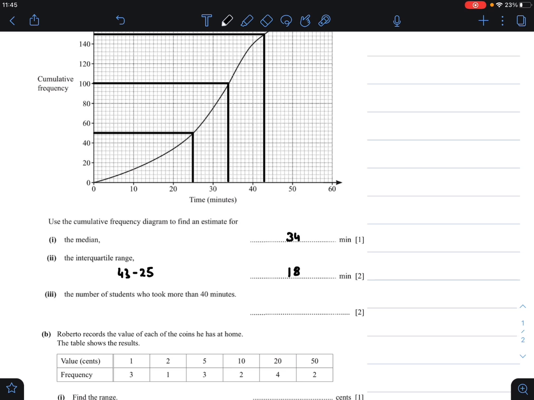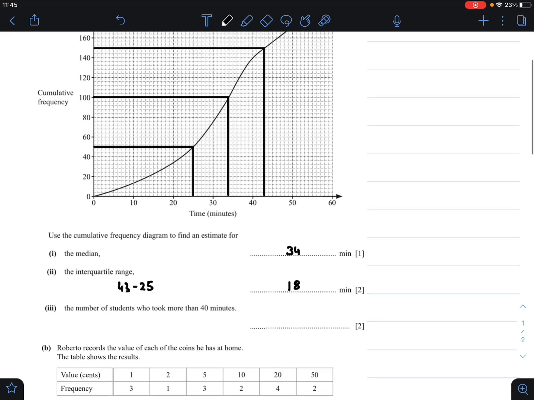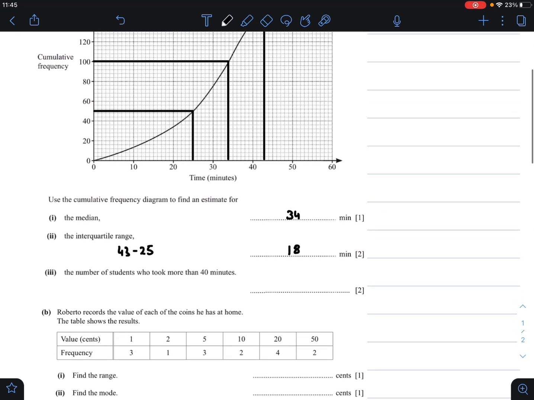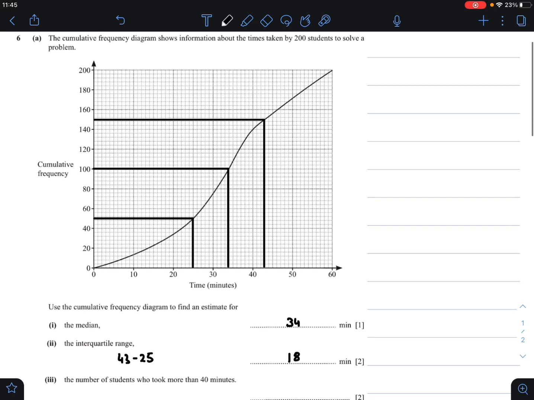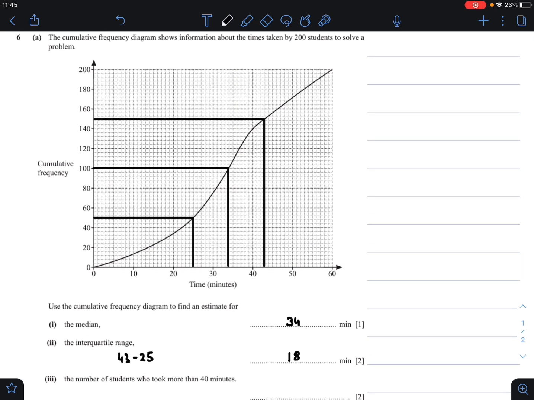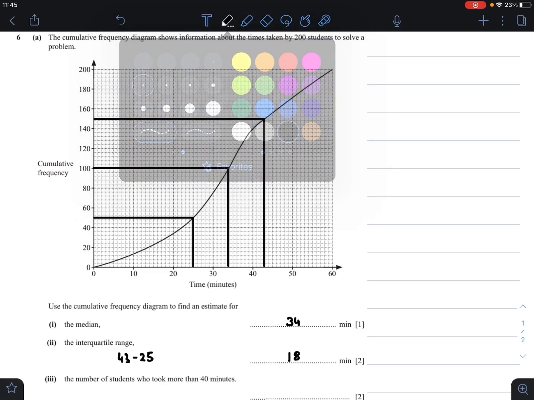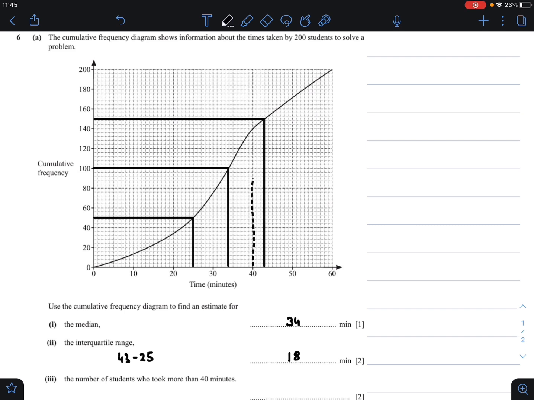So for part A3 they are asking us to find the number of students who took more than 40 minutes. So for this part of the question you work in the opposite way. So more than 40 minutes. So 40 minutes is on the x-axis, so you draw a vertical line from the x-axis at 40, that is right here. Again use a pencil and a ruler. So at 40, and where it intersects the graph you draw a horizontal line at that point.